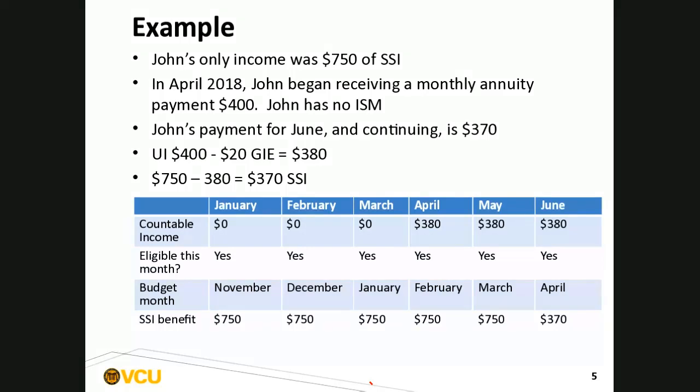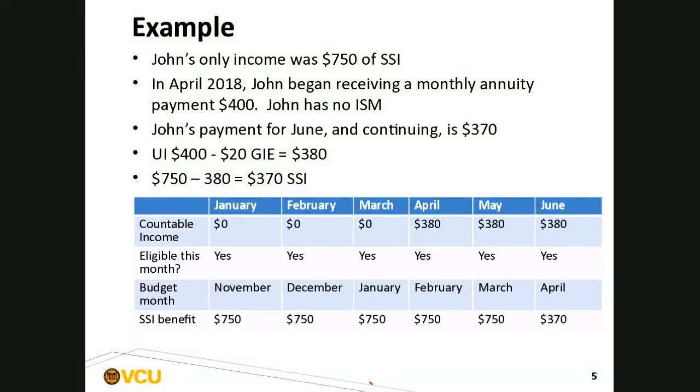So John's only income in this scenario is $750 of SSI. And then in April, he begins receiving a monthly annuity of $400. And he has no in-kind support and maintenance, which is why he's getting that $750 of SSI. So the only thing coming in before was SSI, and now, starting April, there's this $400 annuity payment. So John's payment for June and ongoing is $370.